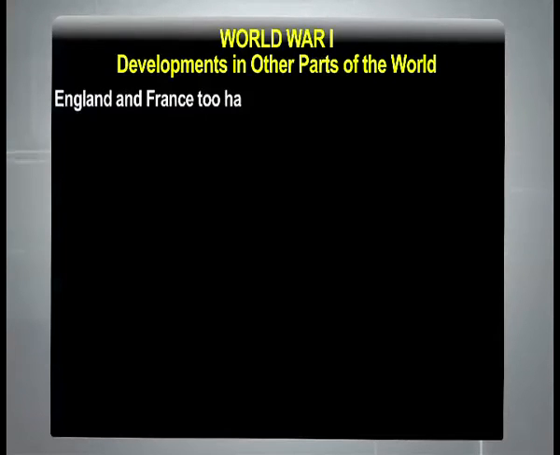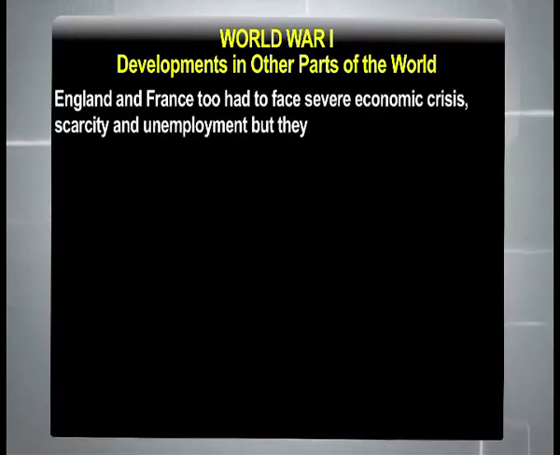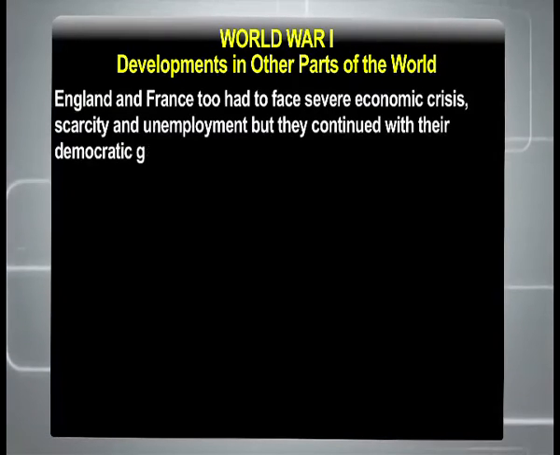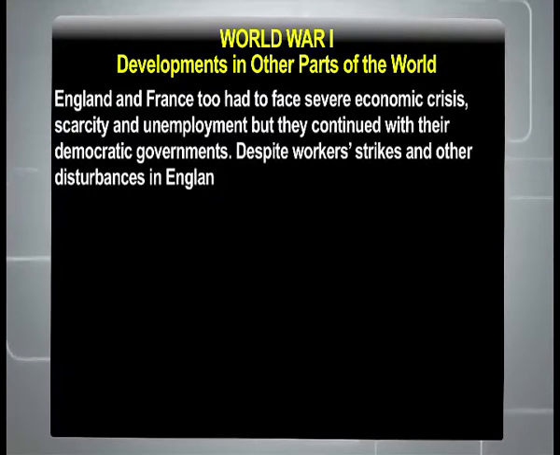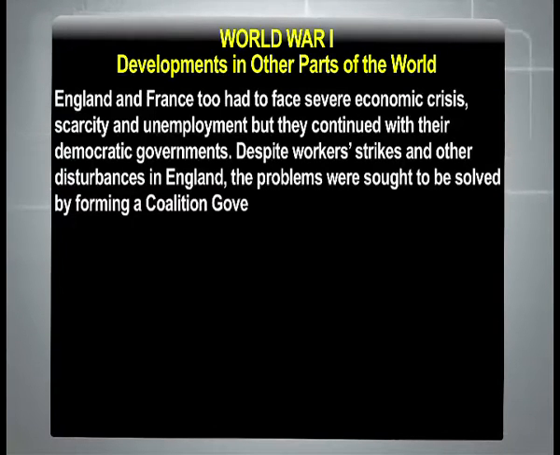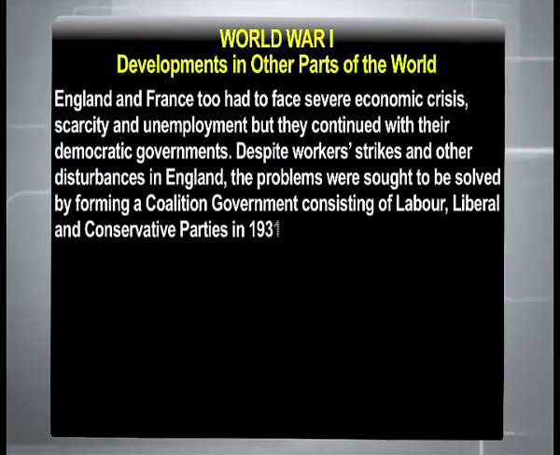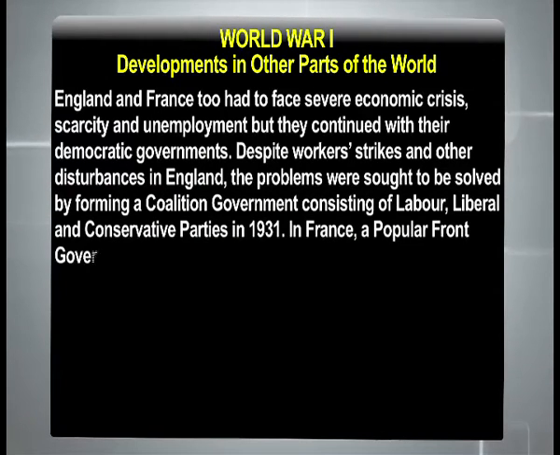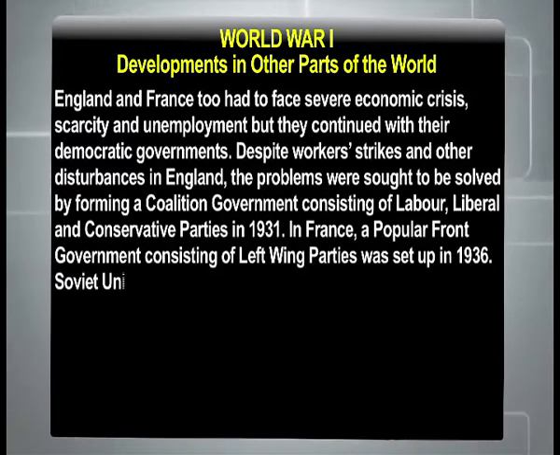England and France too had to face severe economic crisis, scarcity and unemployment, but they continued with their democratic governments. Despite worker strikes and other disturbances in England, the problems were sought to be solved by forming a coalition government consisting of Labour, Liberal and Conservative parties in 1931. In France, a Popular Front government consisting of left-wing parties was set up in 1936.